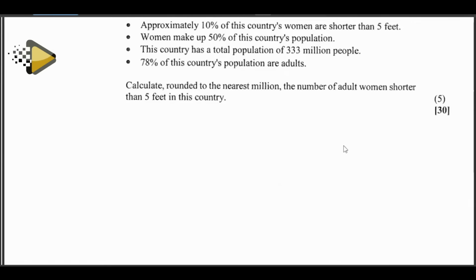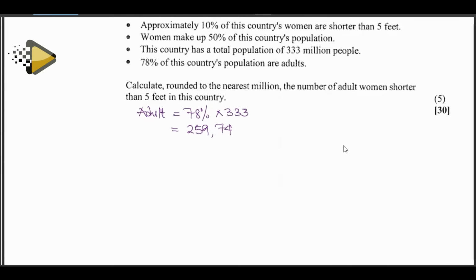First and foremost, we shall look for adults. That's the first mission that we have, which will be 78% of the population. Are we together? So if it's 78% of the population times 333, you get your answer as 259.74. Don't mind about the million for now. These are still million.